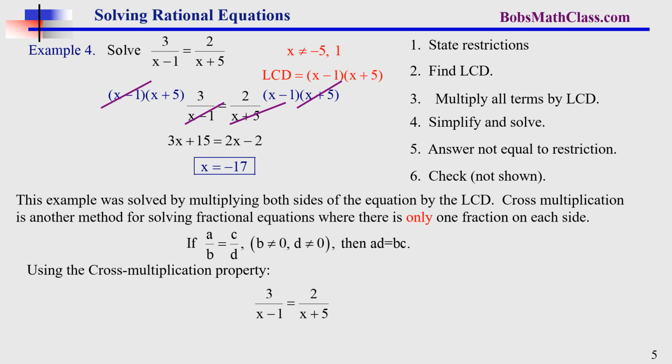Okay, so let's do it. You multiply diagonally, 3 times x plus 5, and you put equals 2 times x minus 1. You can see that we're getting the same result. Distribute, get x by itself, you still get the same answer of negative 17. This only works when there's one fraction on one side and one fraction on the other side.